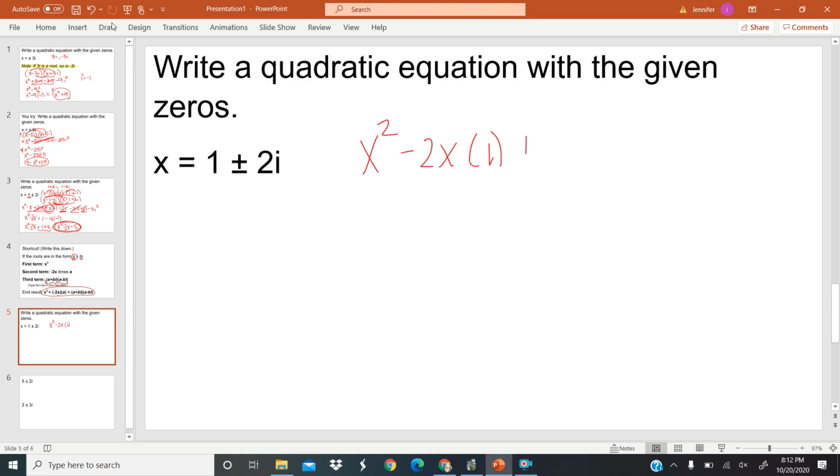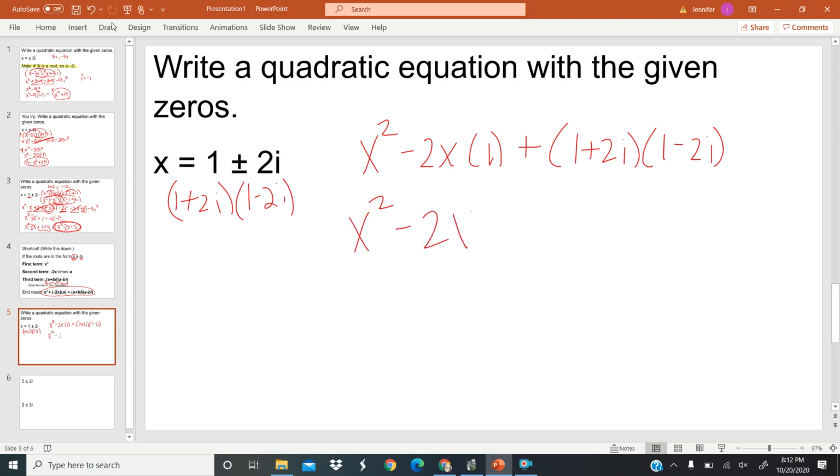And then I'm going to have a plus bi, which is going to be 1 plus 2i, and a minus bi is going to be 1 minus 2i. So I'm going to put those in here: 1 plus 2i and 1 minus 2i. And so then I'm just going to simplify from there. So I'm going to have x squared minus 2x and then plus this number. Like I said, you can find that in your calculator.